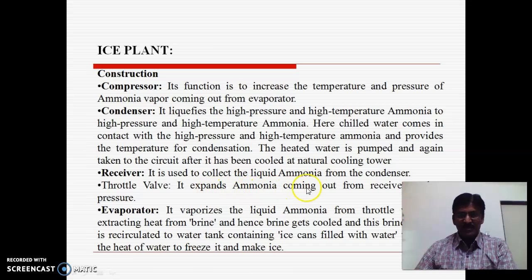The throttle valve expands ammonia coming out from the receiver to low pressure, and in the evaporator it vaporizes the liquid ammonia from the throttle valve by extracting heat from brine, and hence the brine gets cooled. This brine solution is recirculated to the water tank containing ice cans filled with water to absorb the heat of the water to freeze it and make ice. That is the manufacturing of ice.